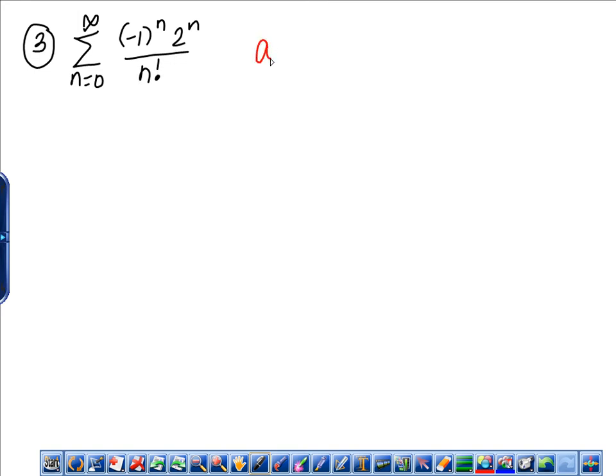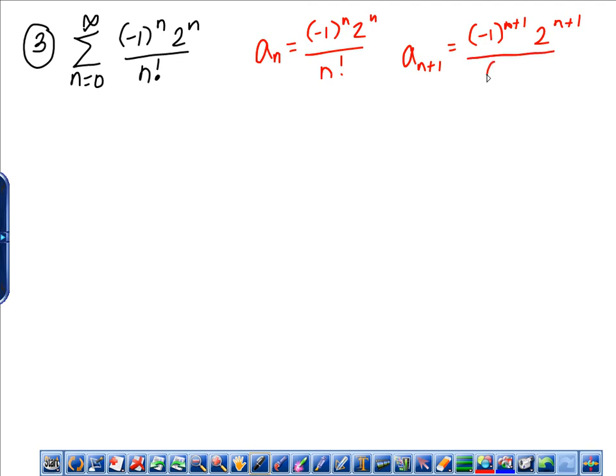So what I want to first unpack is, what is a sub n? A sub n is this statement right here, always. So negative 1 to the power of n times 2 to the power of n over n factorial. Another thing we need to figure out is, what is the next term? What is a sub n plus 1? Really, all we're going to do is, everywhere there is an n, put an n plus 1. It's kind of like function notation. It's not any more complicated than this.